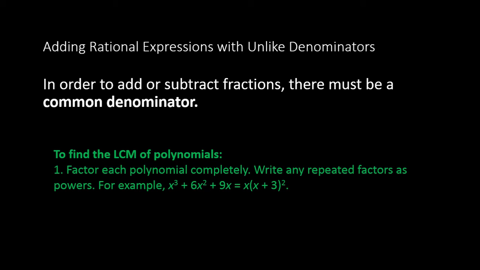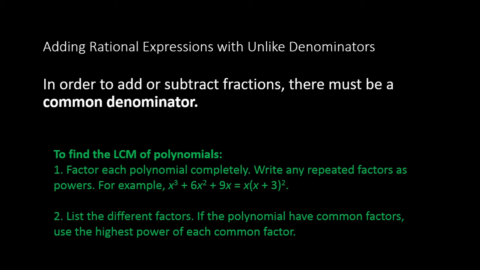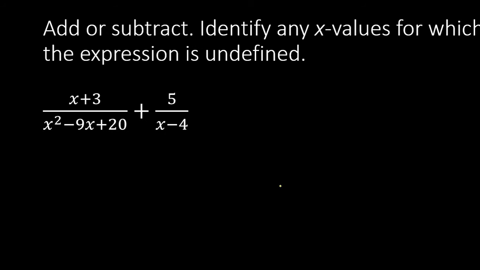So to find the lowest common multiple of polynomials, I'm going to factor them. I'm going to list the different factors, and I'm going to use the highest powers of each common factor. It'll make more sense once we have it in play here. So let's look at this addition problem. Notice that I have this quadratic expression over here. I'm going to factor it to figure out what its terms are, just as if I had two denominators.